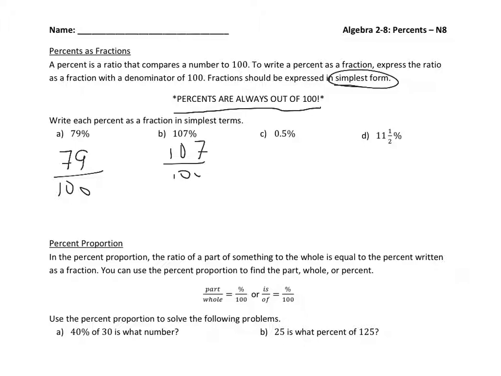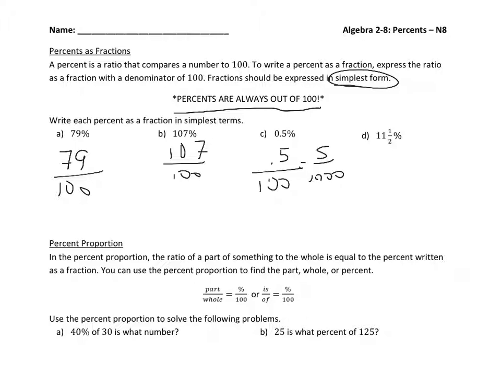Letter C, 0.5. Okay, so this one maybe causes some issues here. So 0.5%. So I'm going to write 0.5 over 100. Okay, but now when we're making fractions, we don't want decimals in there too. It's too complicated. So I just need to find a way to make this a whole number, 5. So if I multiply this whole thing by 10 over 10, or by 1, I now get 5 over 1,000.